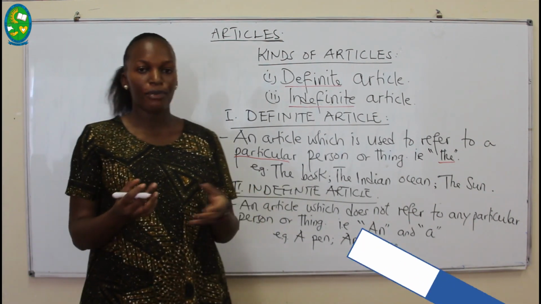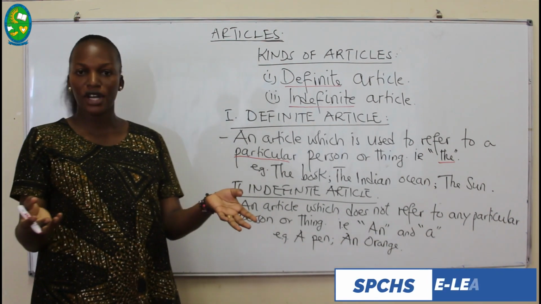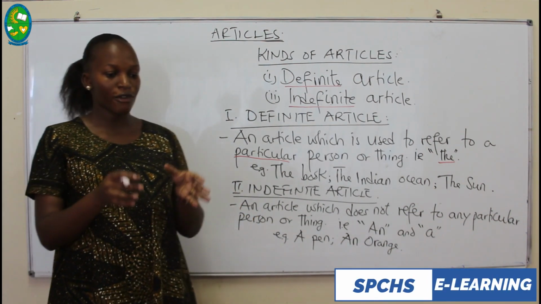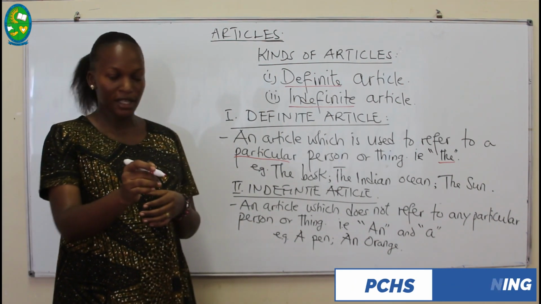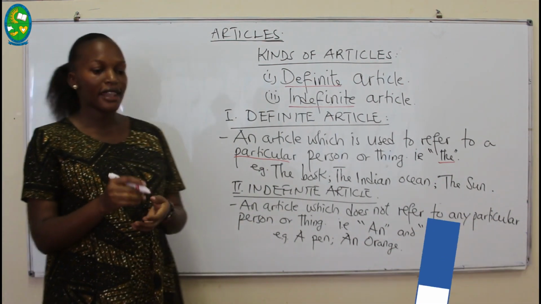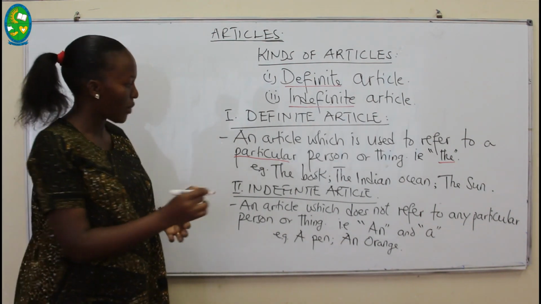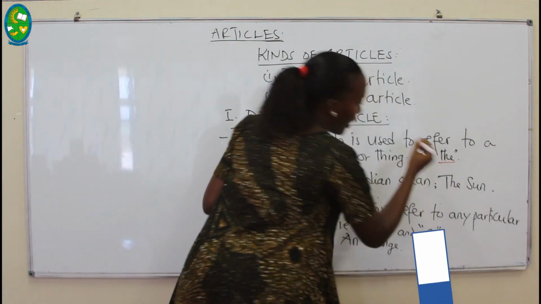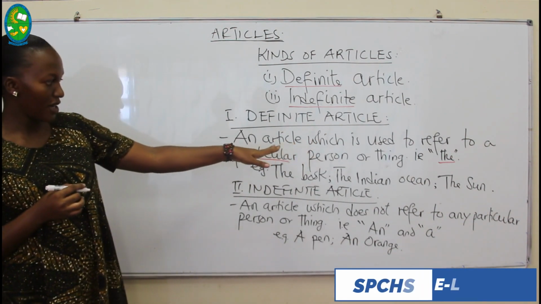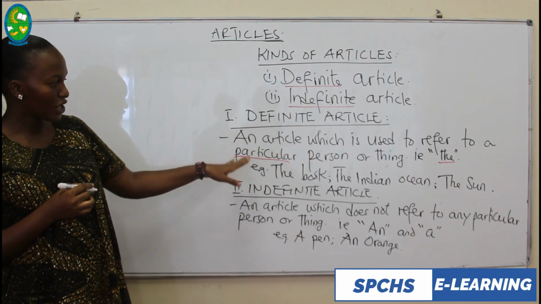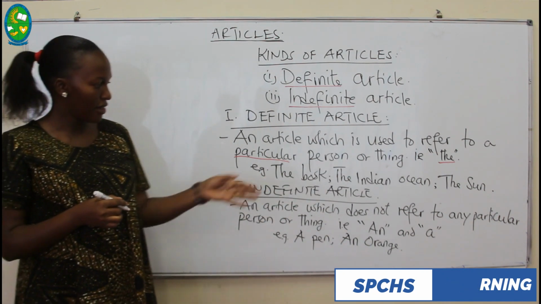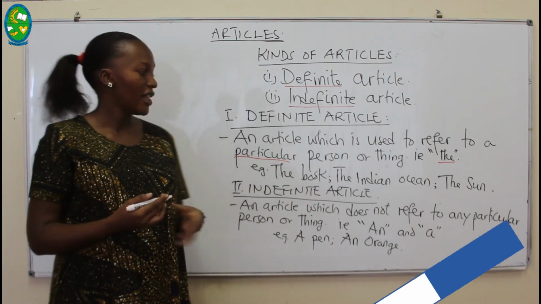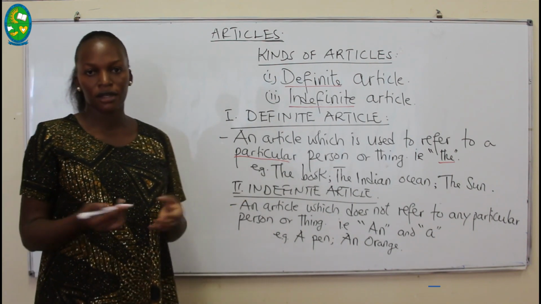I have a lot of apples, or I have a lot of oranges. Then there's a kind of orange I want. Maybe it's big. I will say, can I have the orange? That means I will specify that there is one kind of orange I want. So I will use the definite article, the. So from the definition, it refers to the particular person or thing. I've given some examples there: the book, the table, the Indian Ocean, the river, that way.